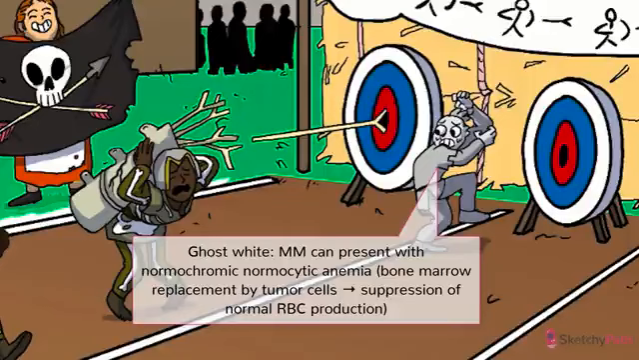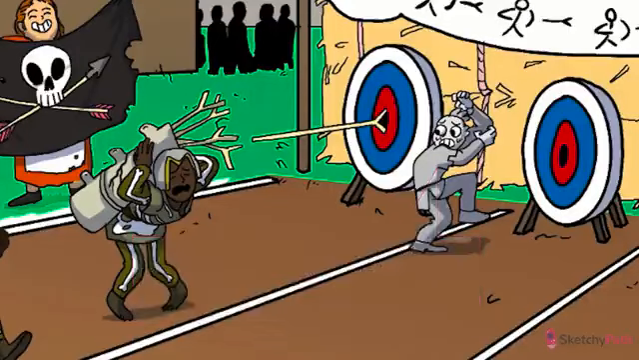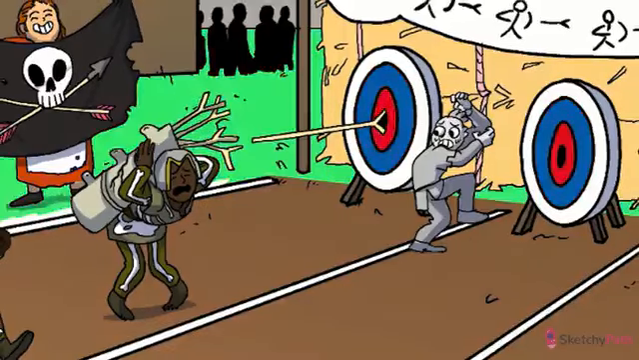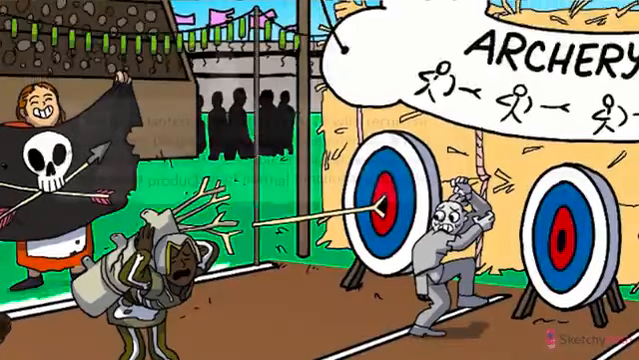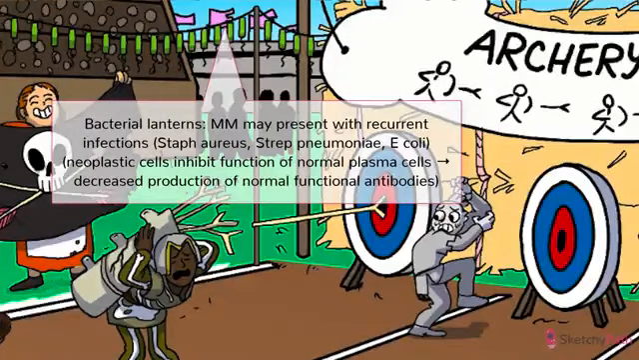Multiple myeloma can also cause a normochromic, normocytic anemia due to bone marrow replacement by tumor cells. This leads to suppression of normal blood cell production. Remember, bone marrow infiltration was highlighted by those archers up on the bone sign. Expect the usual consequences of anemia: fatigue and pallor. In some cases, thrombocytopenia or leukopenia may occur for the same reasons: suppression of normal blood cell production. The risk of bacterial infections is increased too.